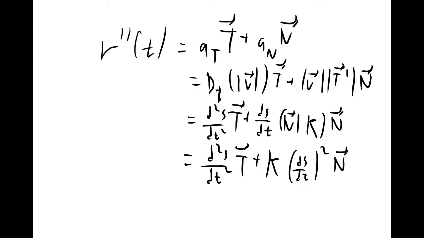From there, you can then make the equation r double prime of t equals d/dt of the absolute value of v times T plus the absolute value of v times the absolute value of T prime times N, equals d squared s over dt squared times T plus ds/dt times the absolute value of v times kappa times N, from which we get the equation r double prime of t equals d squared s over dt squared times T plus the curvature times (ds/dt) squared times the normal vector, in which we can see the way that curvature can be applied into acceleration.